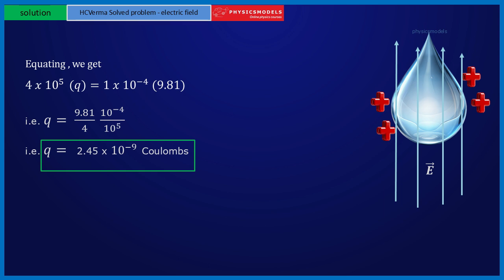Equate the two forces, and you can see that Q is equal to 9.81 by 4 into 10 to the power minus 4 by 10 to the power 5, and that gives 2.45 into 10 to the power minus 9 coulombs. That's the answer.